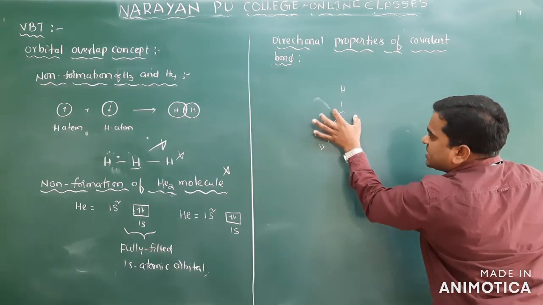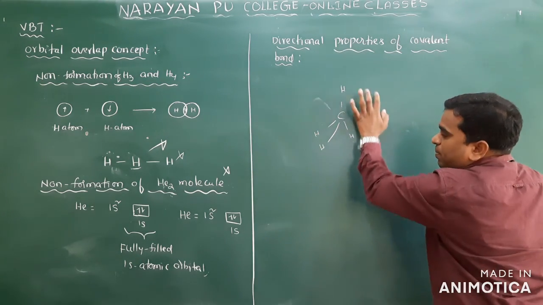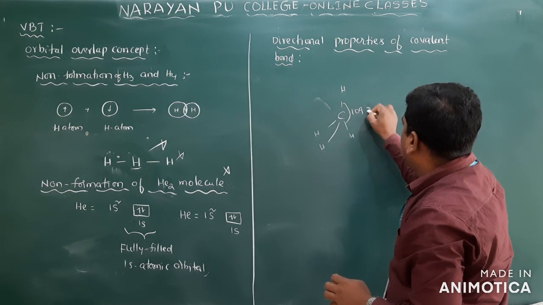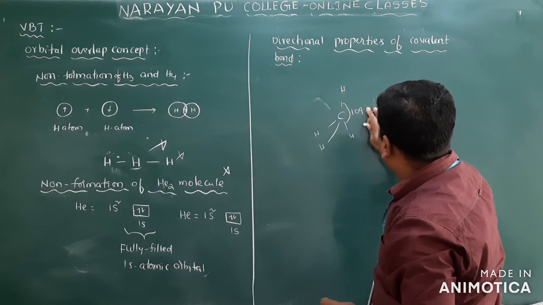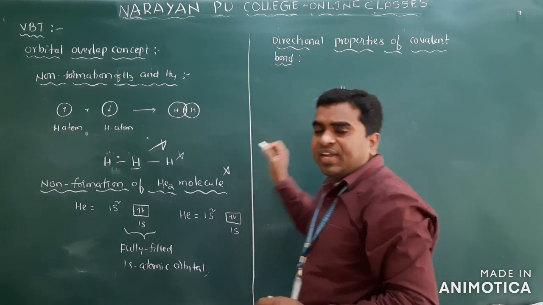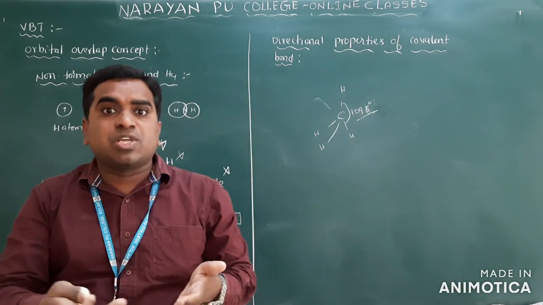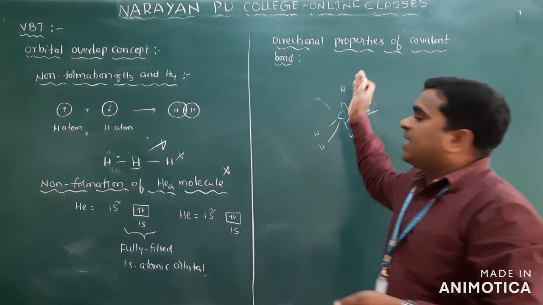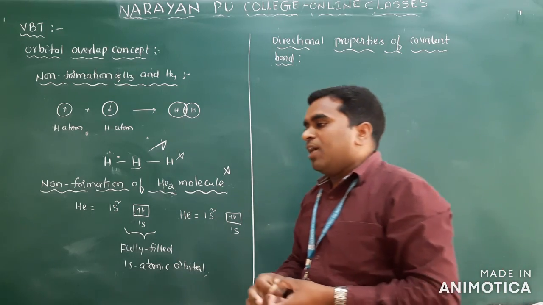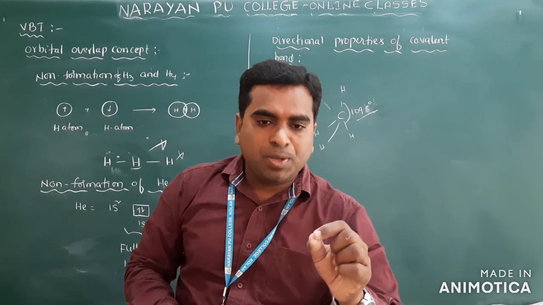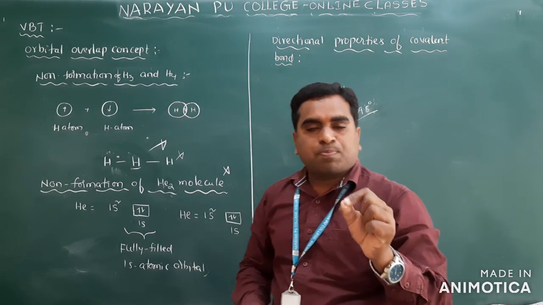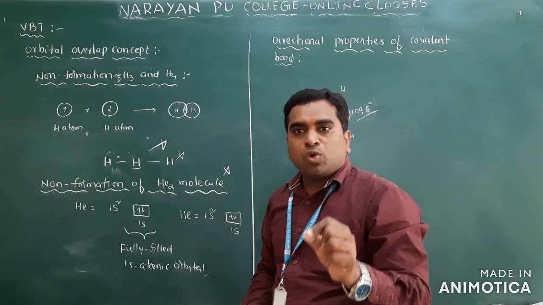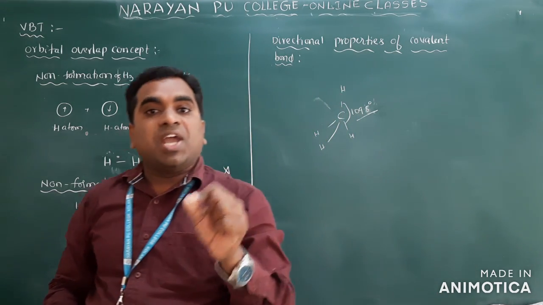So that molecule is having which shape? Tetrahedral shape. And why is the bond angle here 109.5 degrees? Why is ammonia a pyramidal shape? Clear? And that will be explained by VBT, valence bond theory. Valence bond theory explains the geometrical shapes of polyatomic molecules.